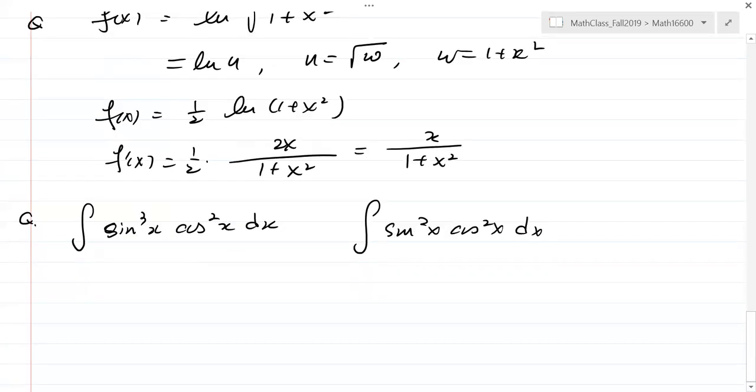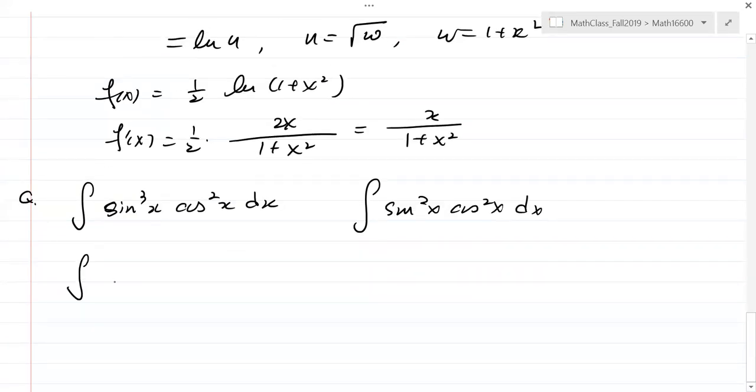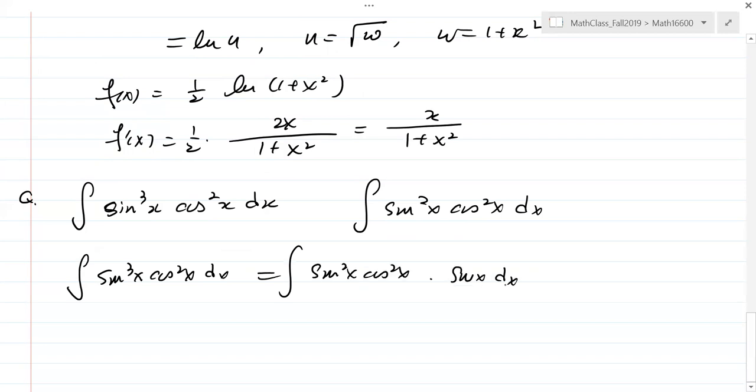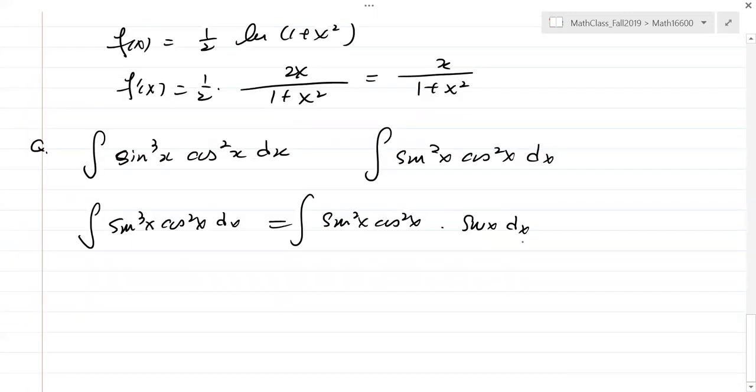For the first one, the idea is just substitution. You can take sine x dx, okay? Don't use integration by parts. Some students apply integration by parts to all the integrals, okay? It does not work. Substitution. All right, so this is not integration by parts, right?